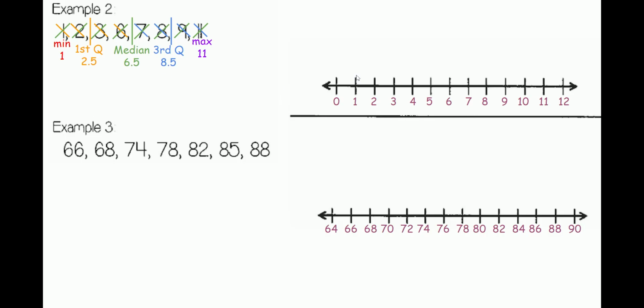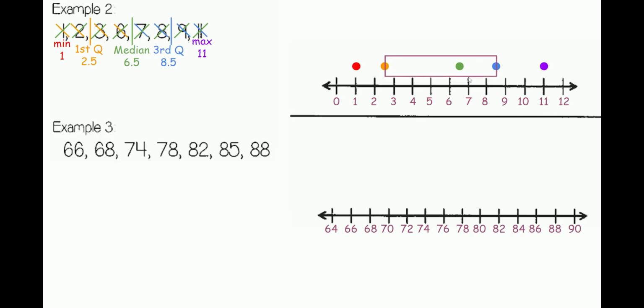So let's start with our, we've numbered it already. Start with our minimum, which is right over there. Our first quartile is 2.5, which is right between 2 and 3. Our median is 6.5, which is between 6 and 7. Our third quartile is 8.5, which is between 8 and 9. Finally, our maximum is at 11, so it should be right above the 11.